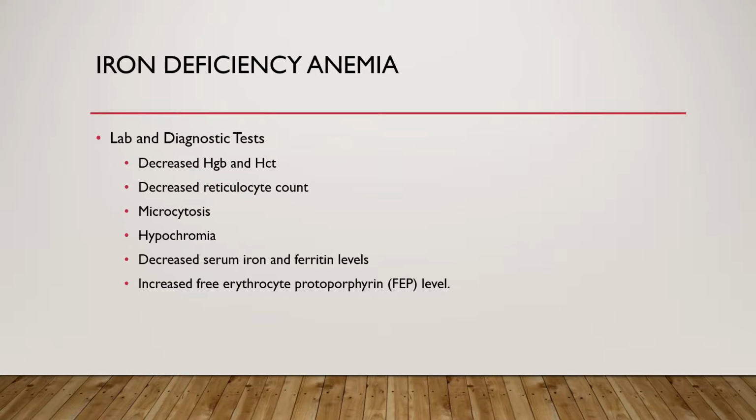So you're going to see a decreased hemoglobin and hematocrit, decreased retic count, microcytosis, meaning they're little tiny red blood cells, hypochromia, meaning they're pale, decreased iron and ferritin levels, and an increased free erythrocyte protoporphyrin level. And again, that's compensation the body's trying to do because there's such low levels of hemoglobin.